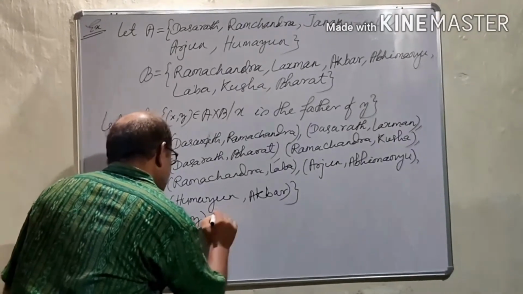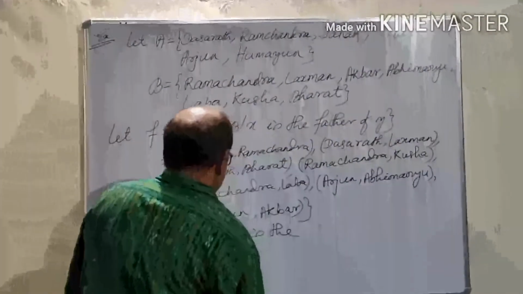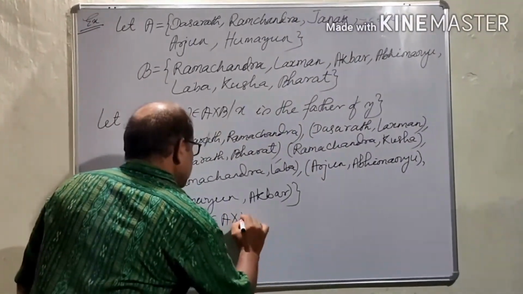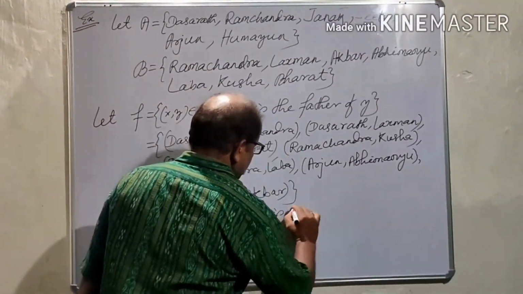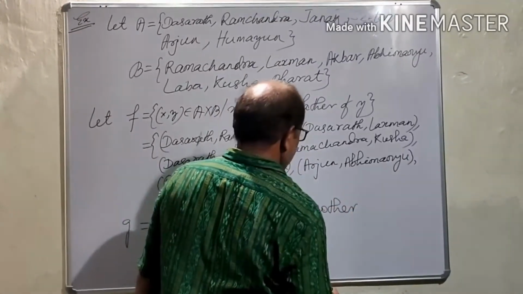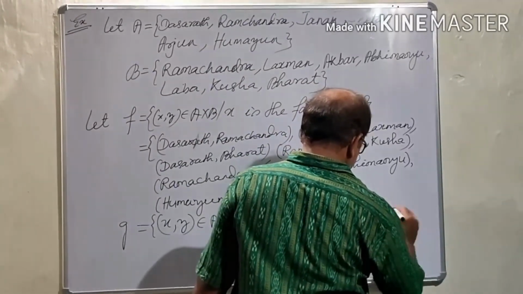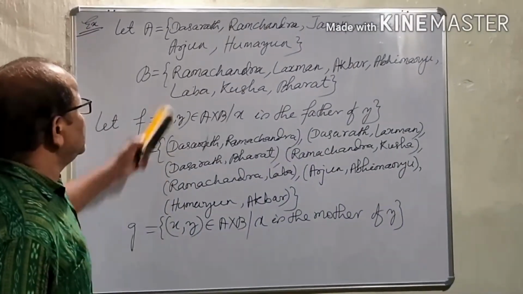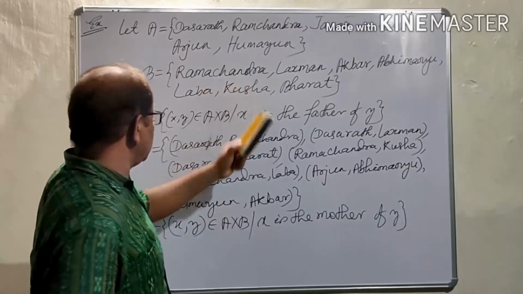XY belongs to A Cartesian product B such that X is the mother of Y. The only possibility is Sita. Sita is the mother of Lava and Kusa.